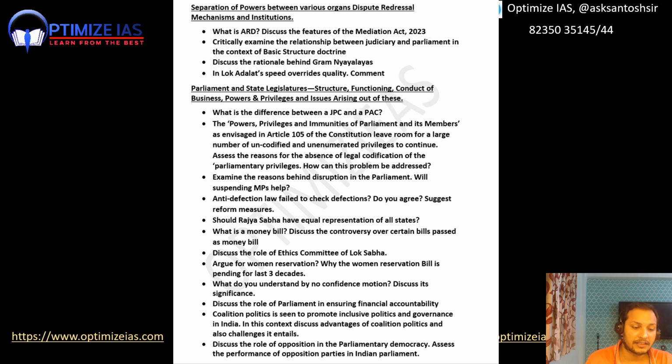Next, you can see here dispute resolution. Last year also one question was there. This year, there can be a question on the Mediation Act 2023. This can be an important question, or Gram Nyayalay or Lok Adalat. The assessment of Gram Nyayalayas and Lok Adalat, but high chances of the Mediation Act.